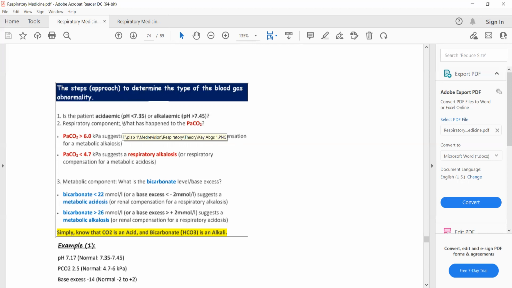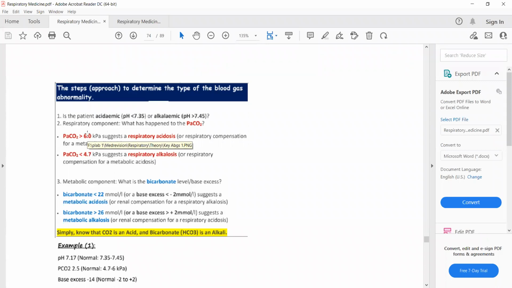So if pH is acidic and partial pressure of carbon dioxide is increased, then I will say the low pH is due to increased partial pressure of carbon dioxide, so we'll label it as respiratory acidosis.